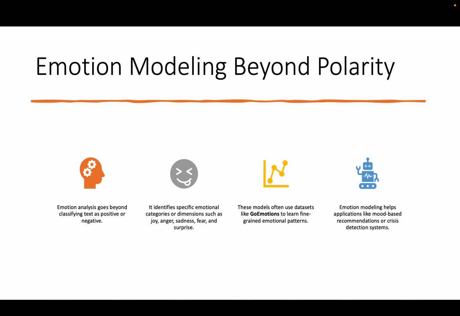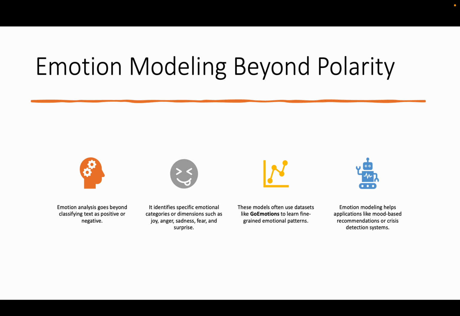Now let's discuss emotion modeling beyond polarity. Emotional modeling goes beyond positive or negative classification to identify nuanced human feelings. There are two major approaches: categorical models, such as Ekman's six basic emotions, and dimensional models, like the valence arousal dominance model. The dimensional approach measures how pleasant, intense, or dominant an emotion is. For example, joy has high valence and high arousal, while sadness has low valence and low arousal.